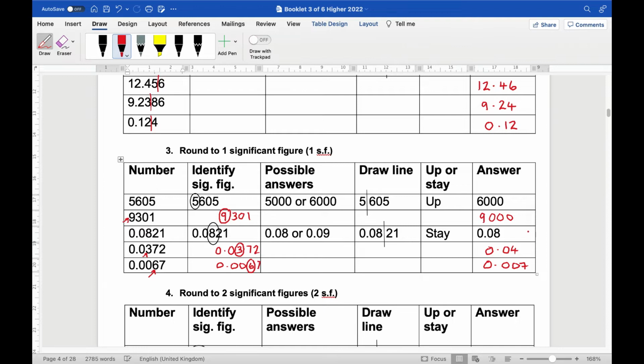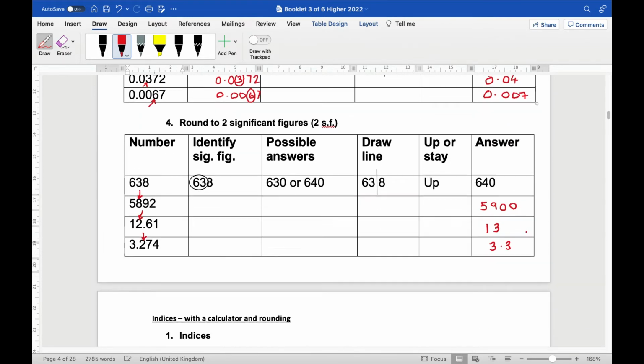Pause if you need to at any point. And 2 significant figures, I've highlighted here the second non-zero number, okay, after the first significant figure. So here's the 8, here's the 2, here's the 2. And then looked at the digit after it. So here it's a 9, so the 8 rounds up to a 9, 5,900. Here the 2 is followed by a 6, so rounds up to a 3, 13. And here the 2 is followed by a 7, so rounds up to a 3, so 3.3.